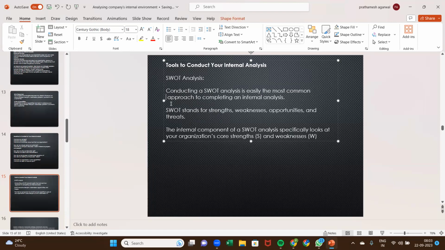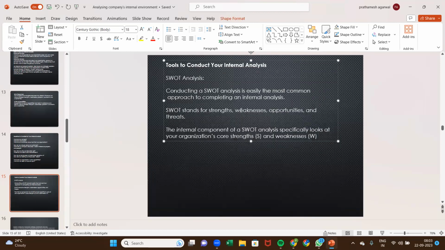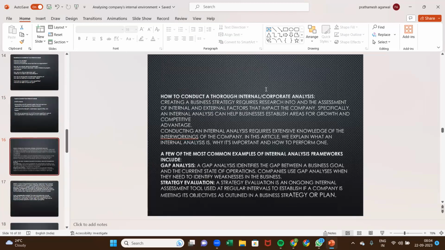Now, as we all know, because we have repeated SWOT right from day one: strengths, weaknesses, opportunities, and threats. The internal component of a SWOT analysis specifically looks at your organization's strengths and weaknesses. So these are the two internal factors within the organization where we need to take care. Now, we are talking about the factors which are necessary for the internal appraisal or the internal analysis.